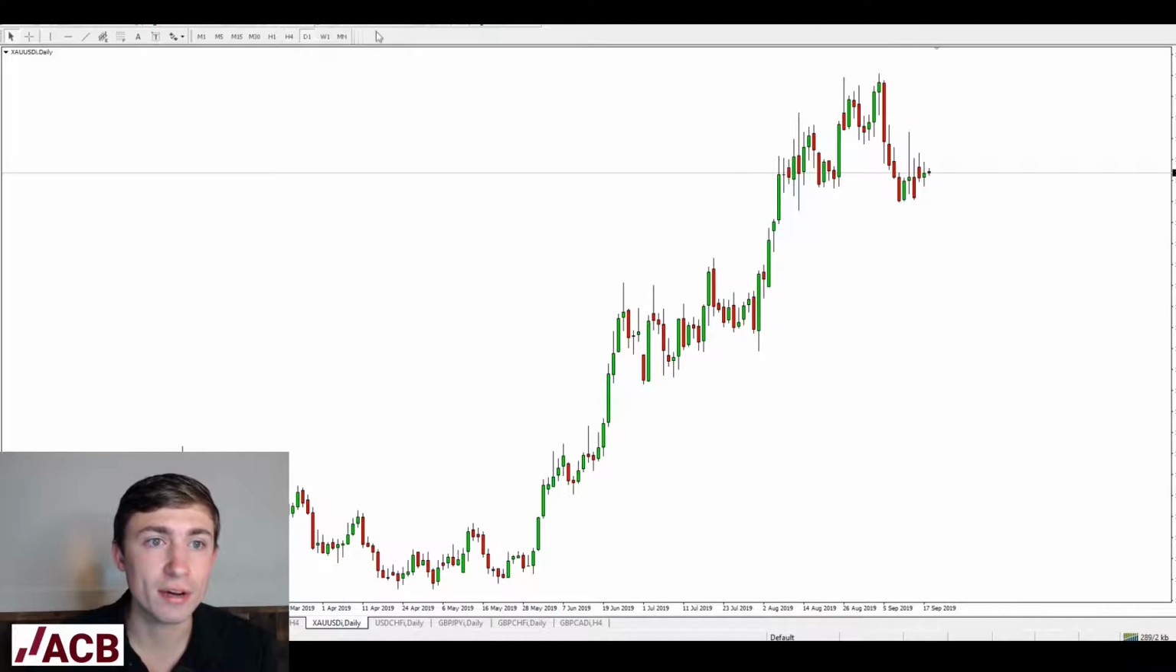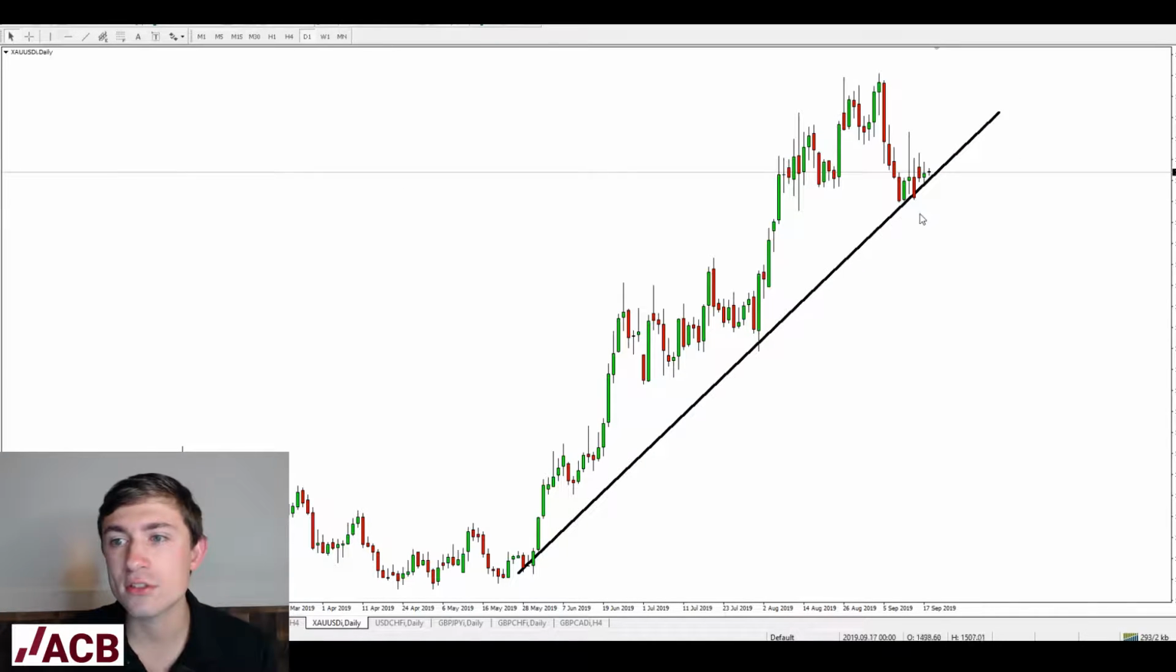XAU USD is going to be our next one, which has been trading sideways more recently. But I do want to point out this long-term trend that we've been talking about. You can see price is currently responding to that trend. We had a bounce here, we had a bounce here, and now we are seeing some sort of a bounce here, but we failed initially.